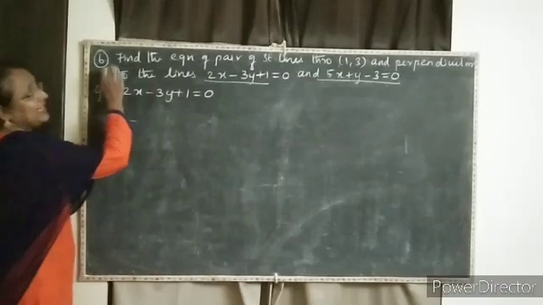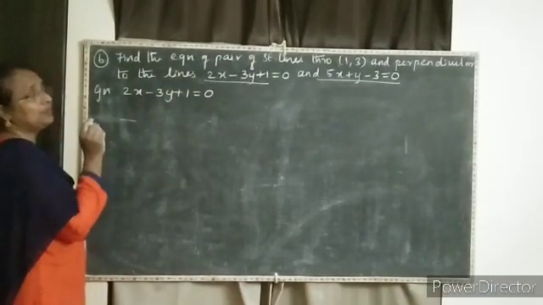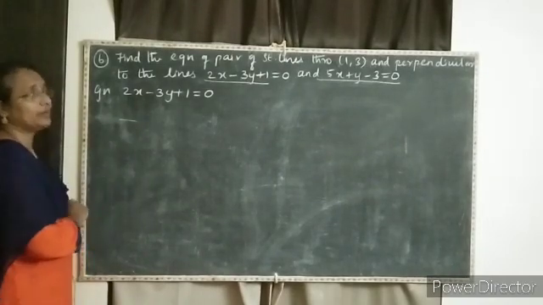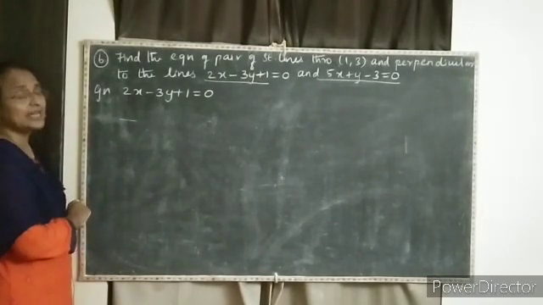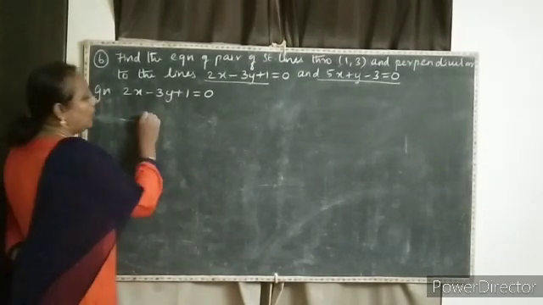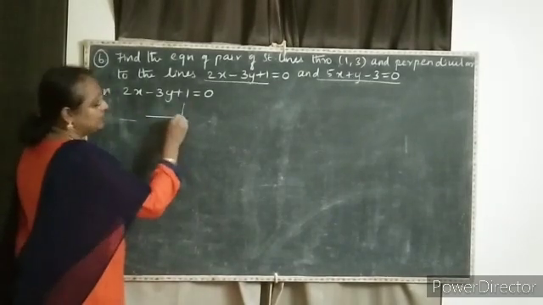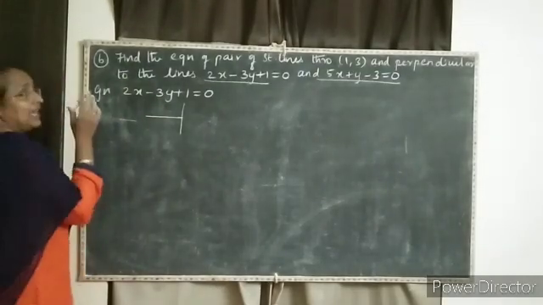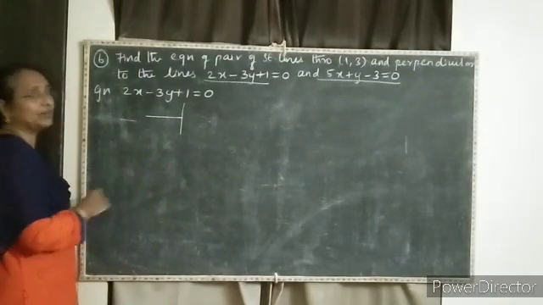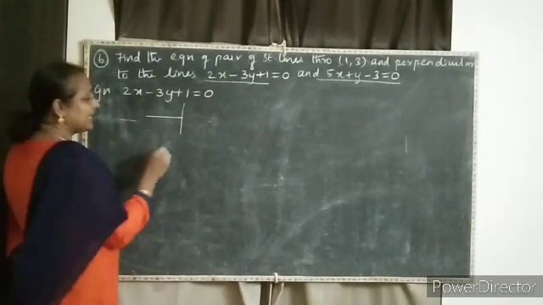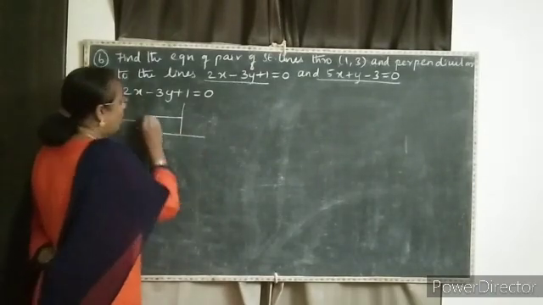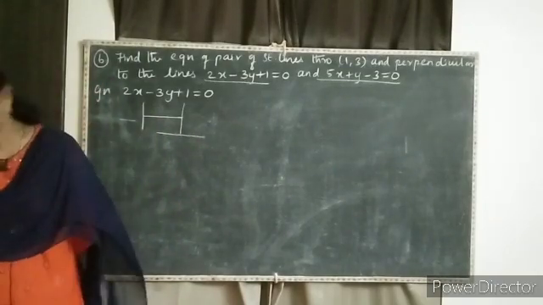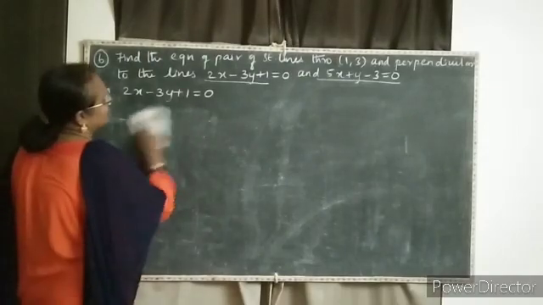Now listen. Find the equation of pair of straight line through (1, 3) and perpendicular to the lines 2x minus 3y plus 1 equal to 0 and 5x plus y minus 3 equal to 0. So already we have a set of pair of straight line which are perpendicular. Now, we are asked to find new set of pair of straight line. Those straight lines are perpendicular to the old lines. Okay, so we know the condition of the perpendicular, yes or no?